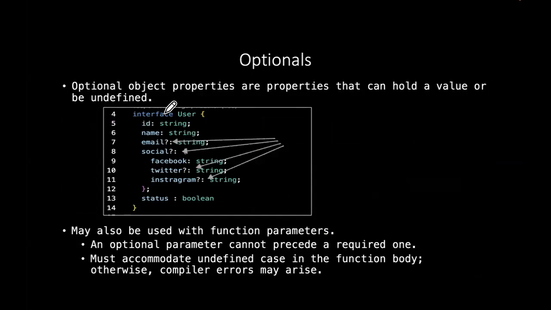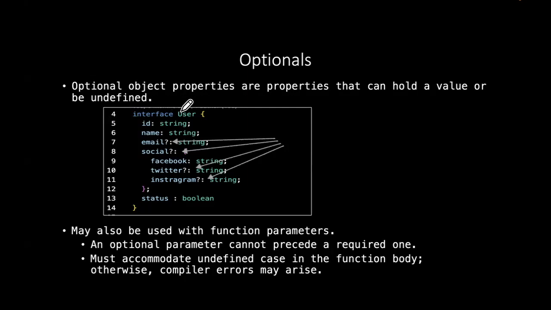When you've got an object structure, sometimes some of the properties in your object structure are not mandatory, they're optional. So TypeScript has this optionals feature. And again, if we see an example, I'm using it here with an interface data type, but I could use it with a type alias as well.